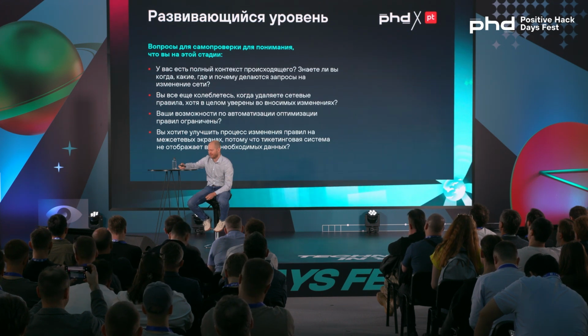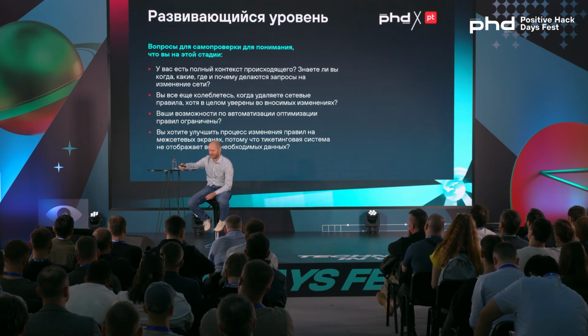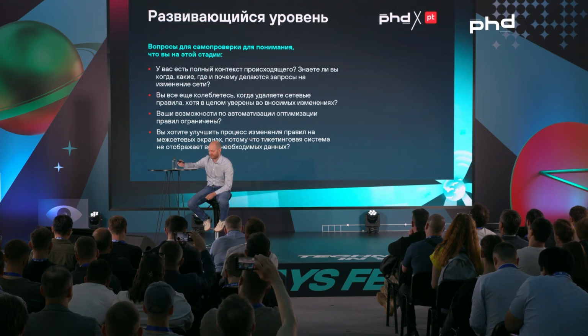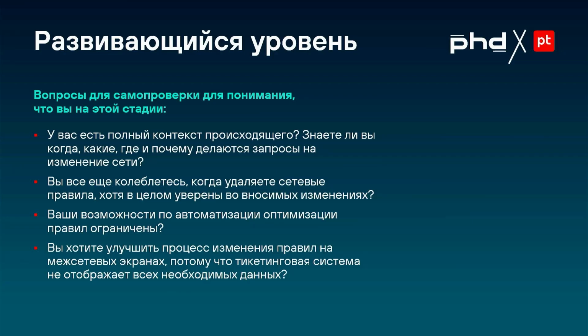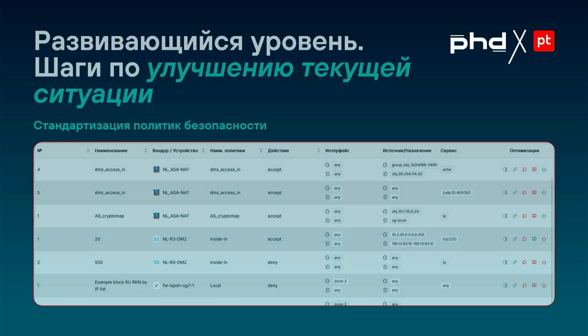Now, what kind of questions can we ask ourselves at this stage? Whenever you see this type of changes on the network and equipment, do you see the full context, like who has made what and why these changes are being made? So it's already easier for you to introduce those changes, but you're still a little bit apprehensive about that. And would it be possible to improve this whole process of updating rules in firewalls?